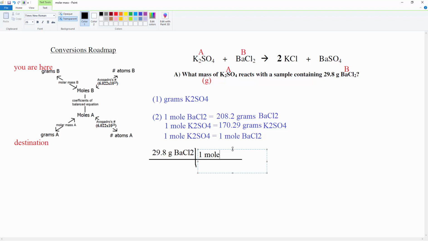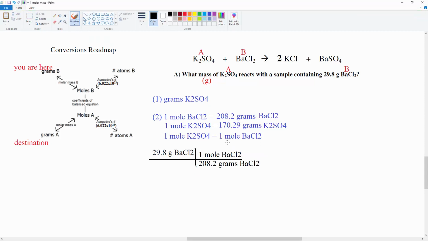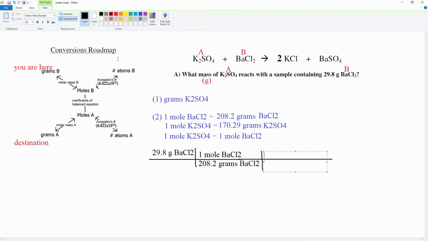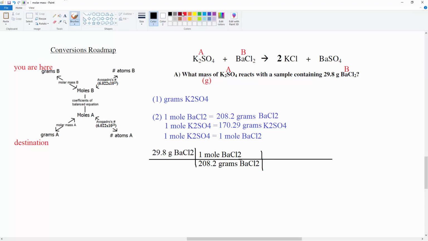Excellent. So 1 mole BaCl2 is 208 grams BaCl2. Excellent. And once I do that, just double check. Once I do that, my grams should cancel and I'm left with moles of BaCl2. It's always helpful to just make sure that you're still on the route that you thought you were, right?